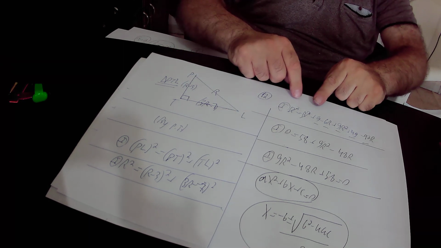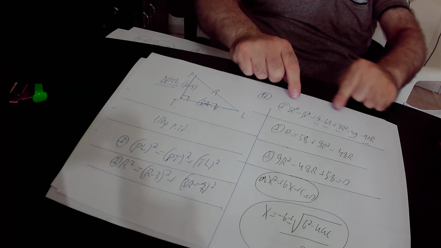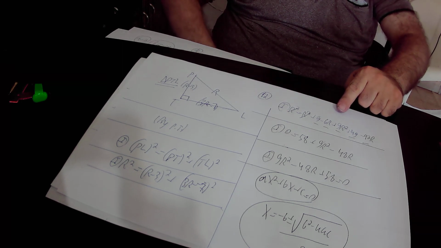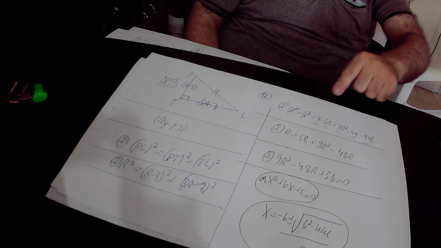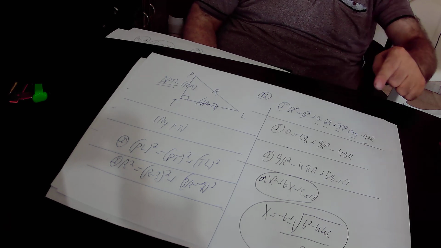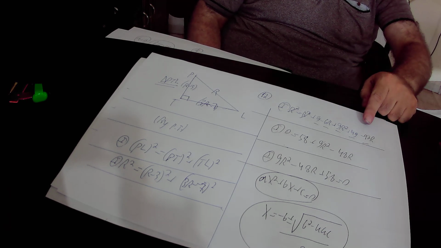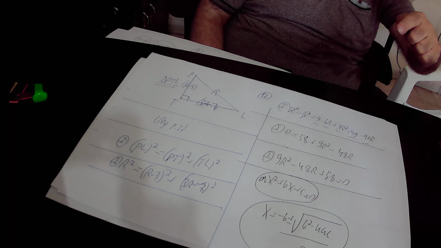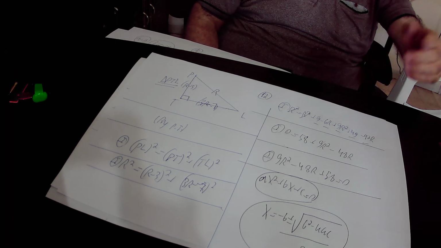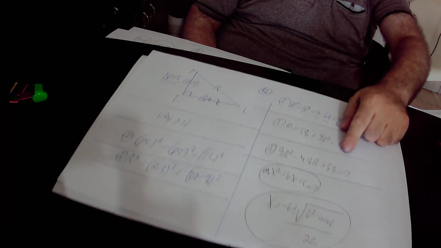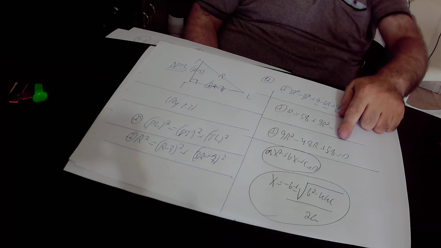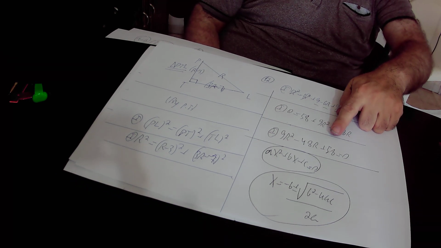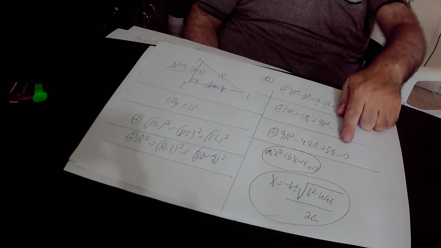Here we have r squared on both sides of the equation, so r squared gets cancelled. We are left with 0 equal to 9 plus 49, that is 58, minus 6r minus 42r, that is minus 48r, plus 9r squared. So here we have the quadratic equation 9r squared minus 48r plus 58 equals 0.